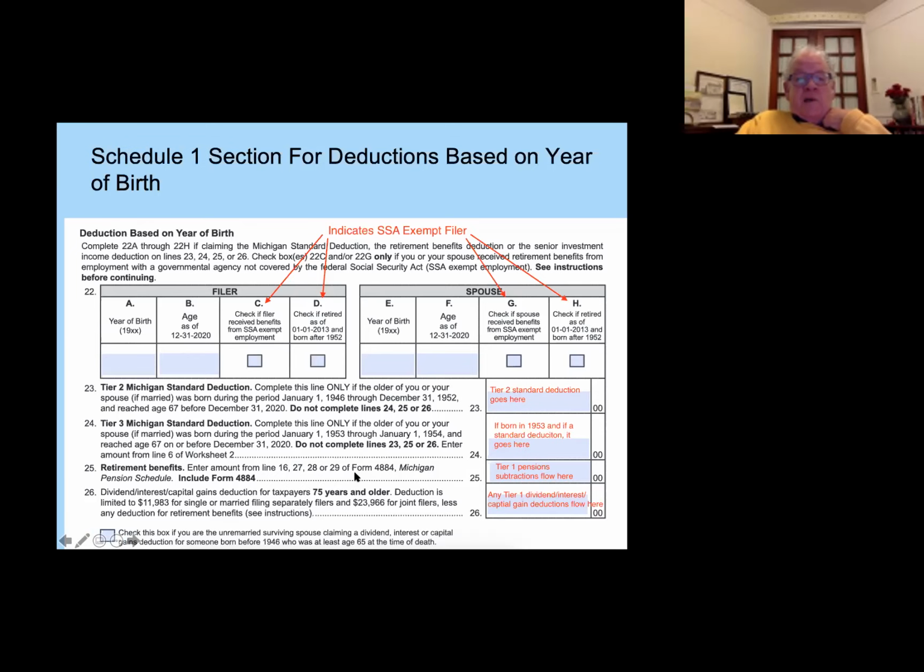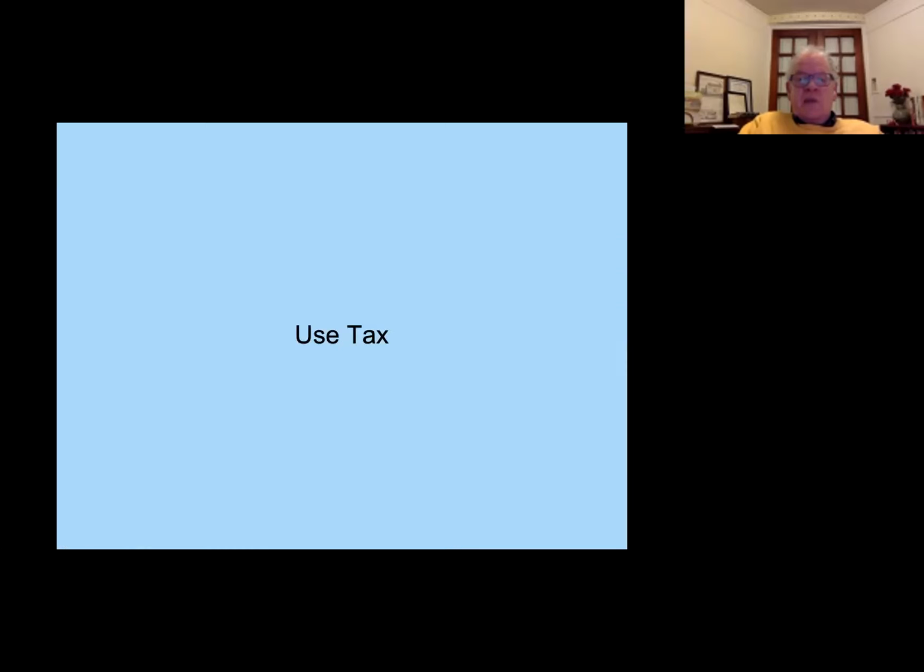And then the retirement benefits for tier 1 will show up on line 25. And then the capital gain and loss for tier 1 will show up here. So you've got to learn to look for these things in the schedule just to make sure that everything flowed through. Any questions before I go to use tax?